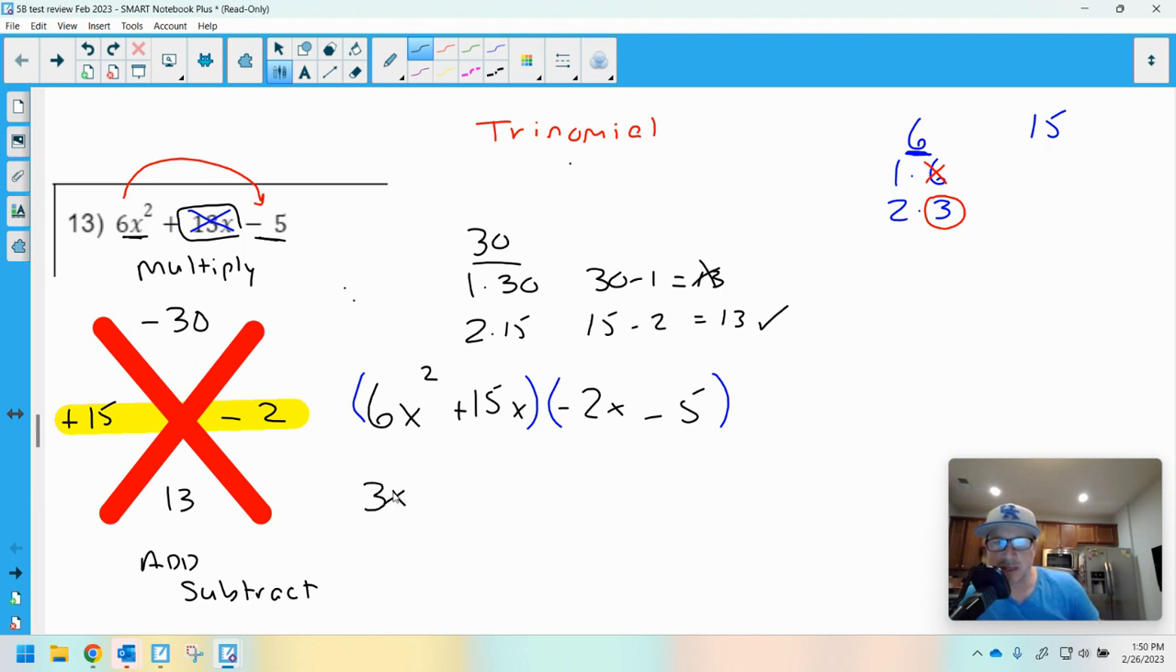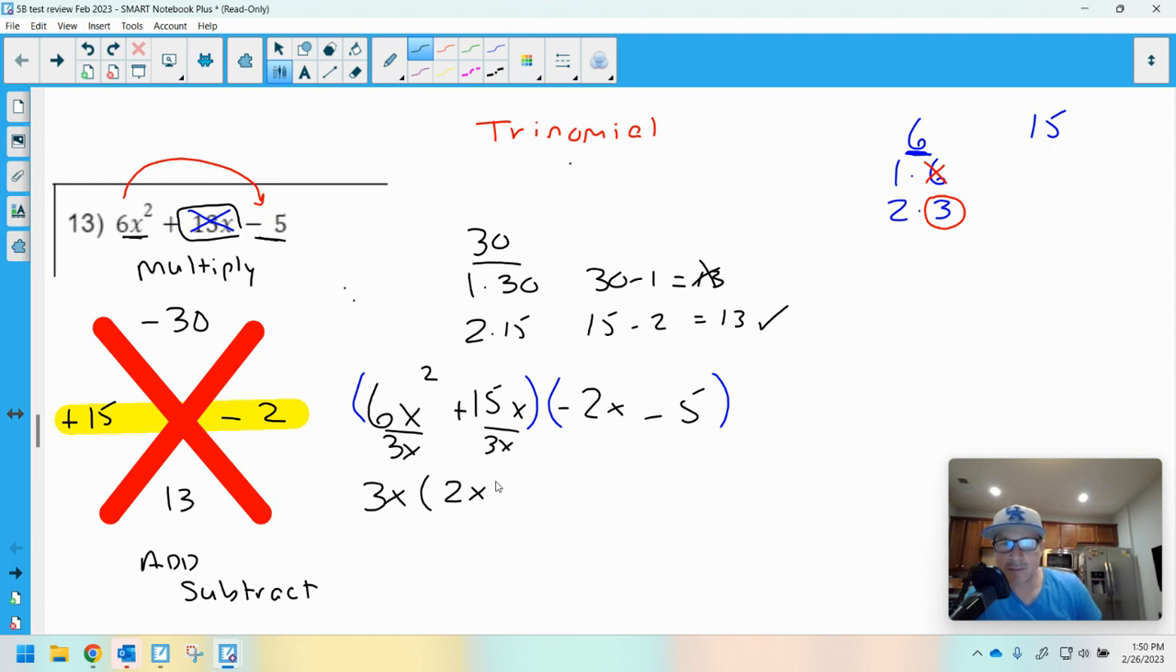We're always going to have an x with it because the first number has an x squared. The second number has an x squared. You will always have an x at the beginning of these. We're going to divide this now by 3x. Divide each of those first 2 terms by 3x. 6 divided by 3 is 2. X squared divided by x is x.